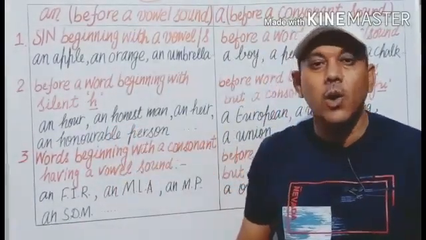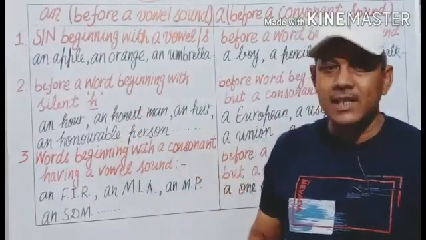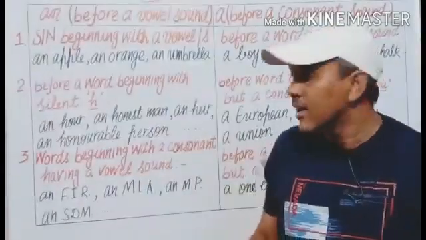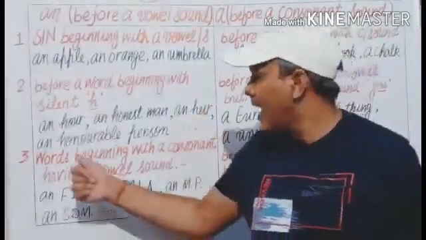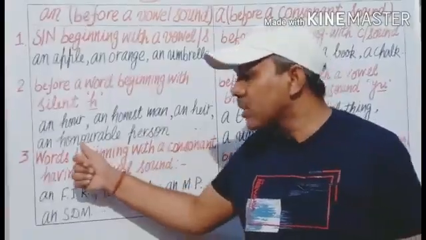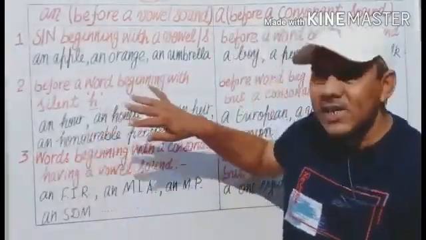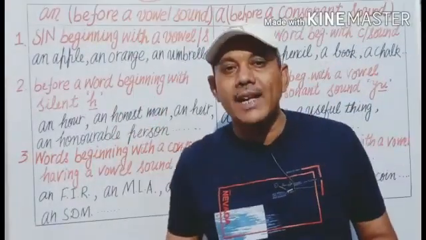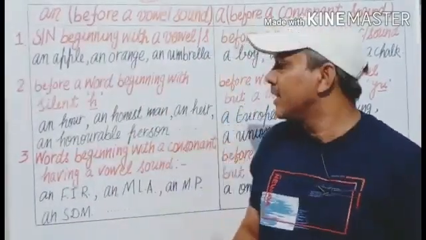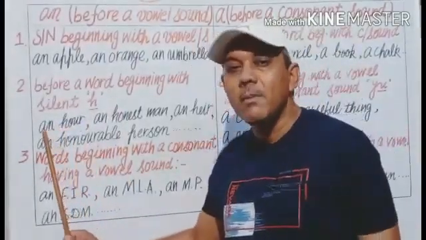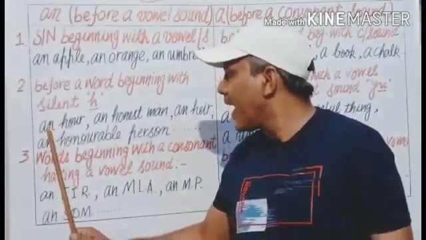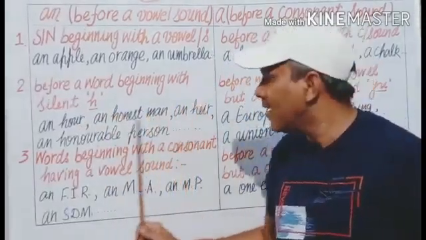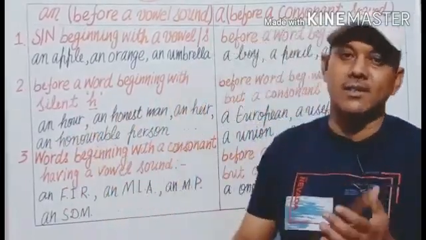Honest, not honest. H is also silent here. Heir, pronounced air, not here. Honorable, not honorable. Pay attention to the pronunciation of these words. In these words, H is always silent. That's why we use an before them. For example, an honest man, an heir, an honorable person.